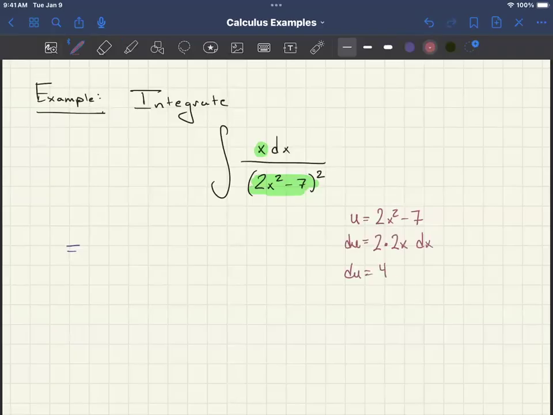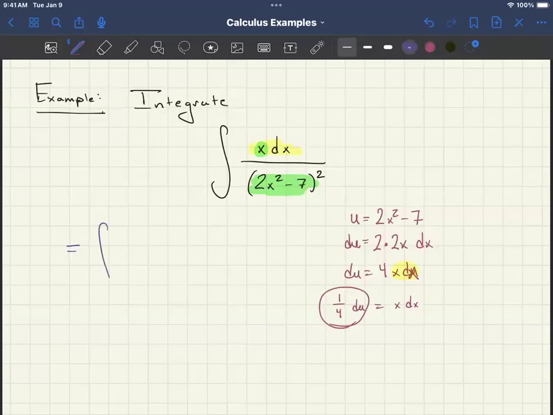So I'll rewrite that again. That's du is equal to 4x dx. And you'll notice up top, we have that x dx right here. However, the 4 is not in there. So we're going to divide out both sides by 4 so that our substitution goes very smoothly. And this is the thing that we're going to substitute for x dx: the 1/4 du.